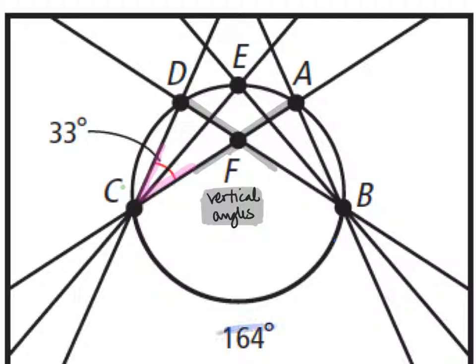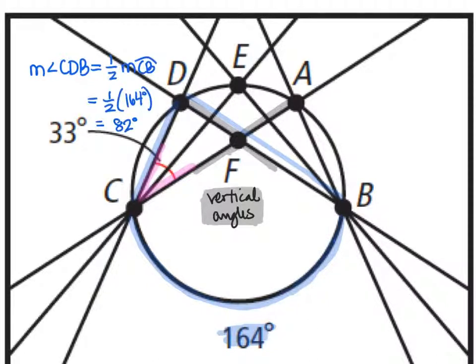Another thing that we see is this angle measurement of 164 degrees. That is the measure of arc BC or arc CB. The reason that that information is useful is because of the relationship with angle CDB, which is going to measure 1/2 of the intercepted arc.